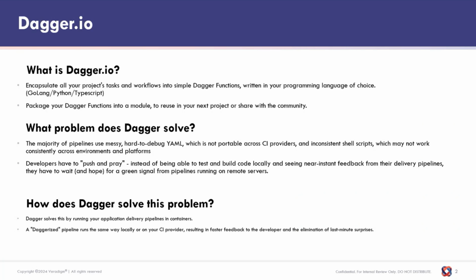The second thing, which I can personally attest to, is developers have to push and pray instead of being able to test and build code locally and seeing near instant feedback from their delivery pipelines. They have to wait and hope for a green signal from pipelines running on remote servers. And I can get with this all day. And the interesting part of this is what drove me to find the answer. I was digging around one evening and I was like, there's got to be a way to do some of this work locally and develop on my local PC versus just push and test and push and test.